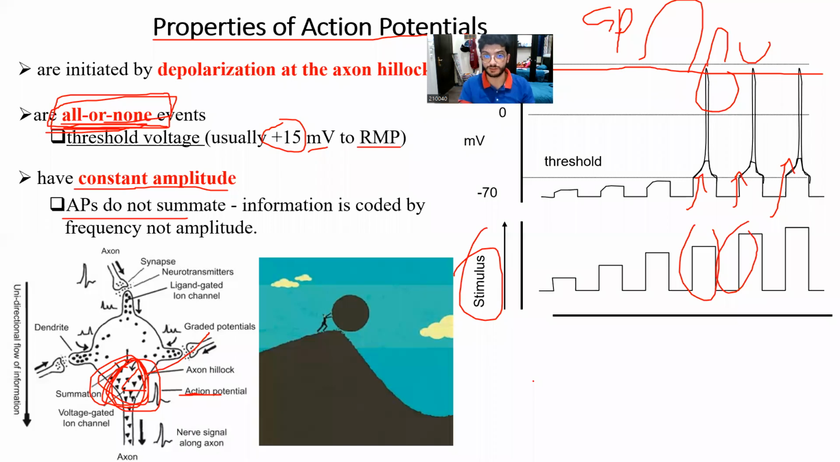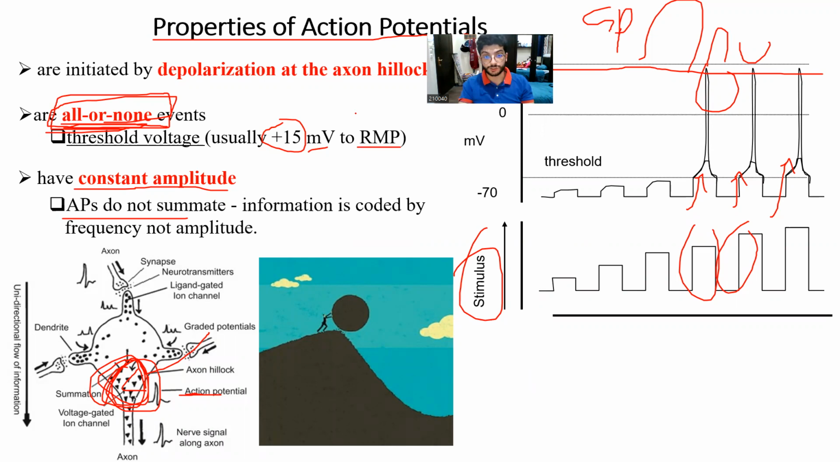There's a bunch of things in chat. Hang on. Let's see. So are inactivated channels going to become activated again? Yes, Siham, they are going to become activated again once the potential becomes negative again. They become activated after the potential comes back to resting membrane potential.